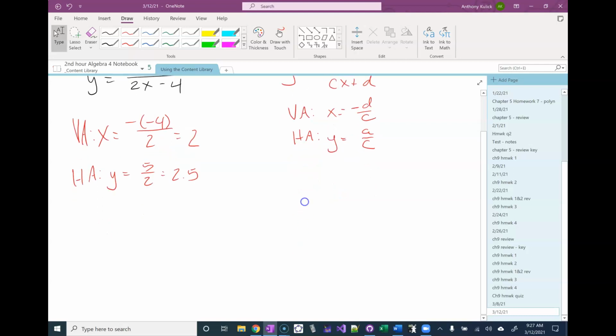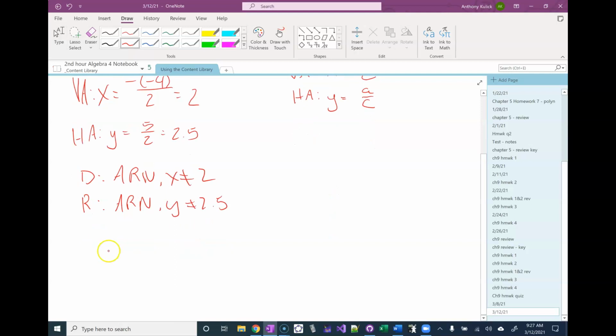Okay. So once we've identified that, we can do the domain and range. Remember, the domain is everything except for the vertical, and the range is everything except for the horizontal. Right? Everybody's good with that?